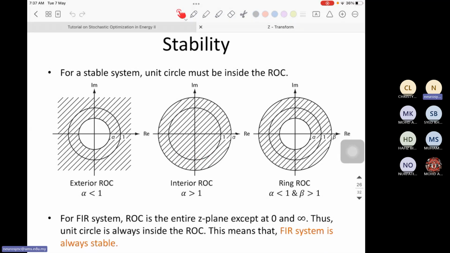Now in this picture you can see this is the left-sided ROC, or you can say interior ROC. Now if this alpha is greater than 1, then the unit circle will be inside this ROC, and this type of system will be stable. Now, if we have the ring structure, there is an inner circle which is alpha and the outer circle is beta. In between, if this unit circle exists, then in that case, this system is stable.